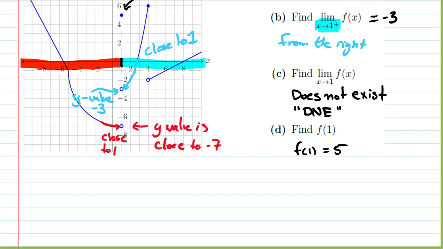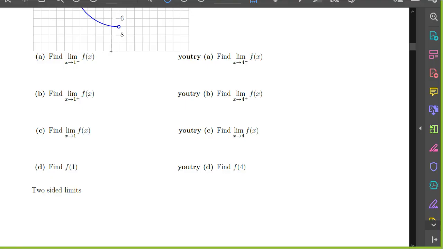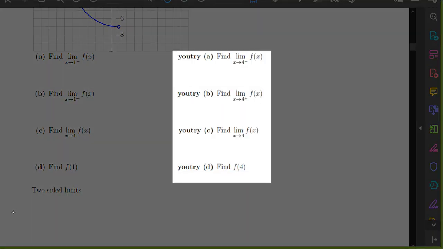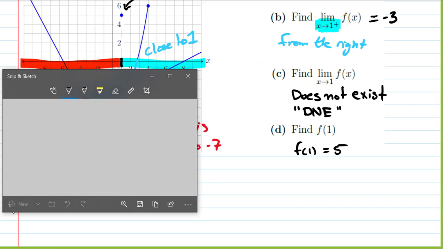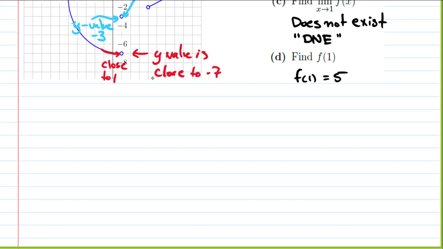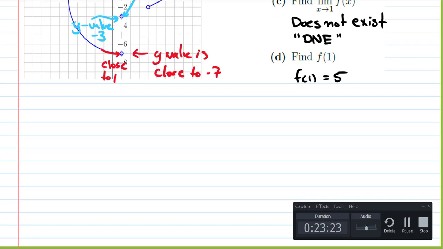All right. So now it's your turn. I want you to go ahead and look at your U-tries. It's going to have you do a similar analysis.